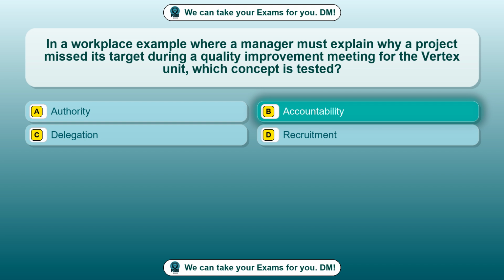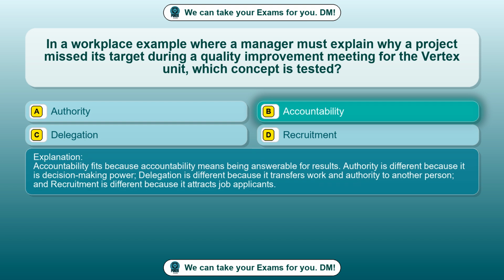Accountability. Accountability fits because accountability means being answerable for results. Authority is different because it is decision-making power, delegation is different because it transfers work and authority to another person, and recruitment is different because it attracts job applicants.